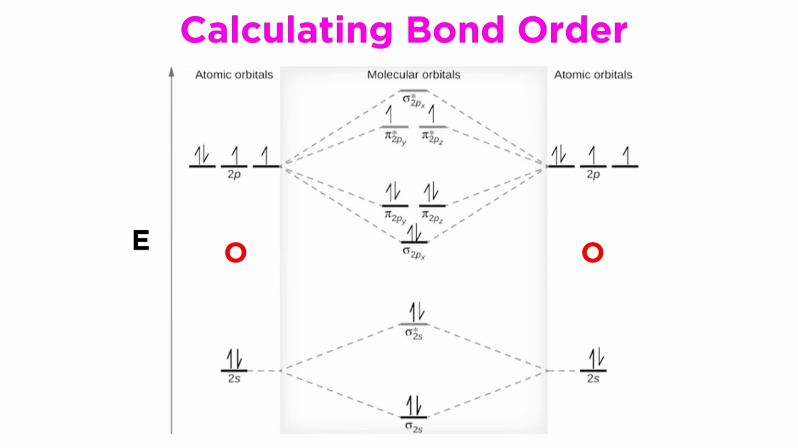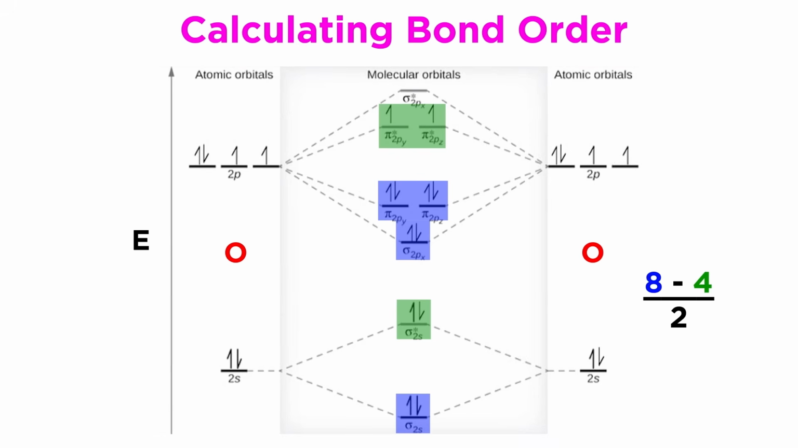Let's go back to our orbital diagram for the oxygen molecule. We can see that there are 8 electrons in bonding orbitals, and there are 4 electrons in antibonding orbitals, which are the ones with the stars. Let's plug those into the equation and see that we get a bond order of 2, which corresponds to a double bond for an oxygen molecule.